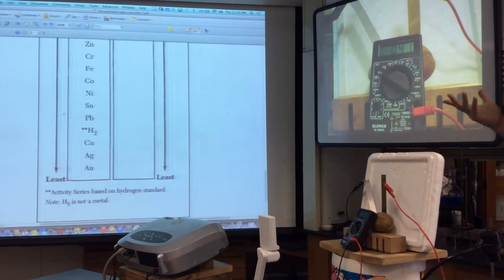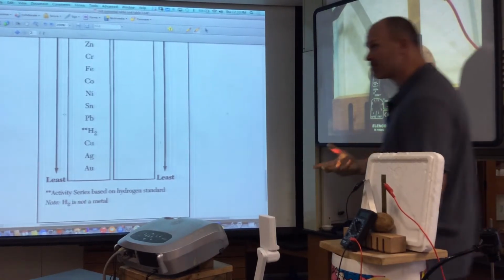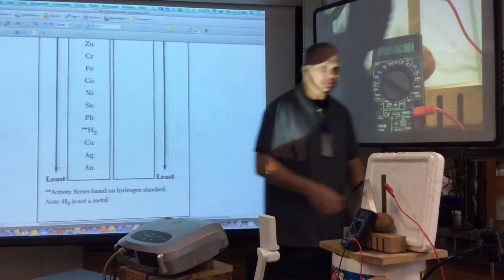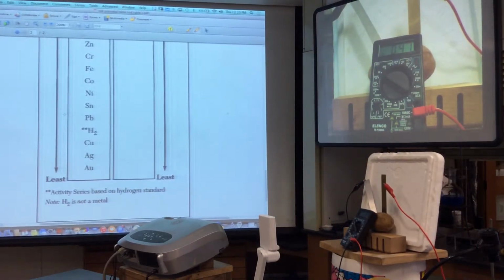So there's a battery. And if I took my potatoes and put them in series, I could maybe run a radio, or a transmitter. Or maybe my mobile phone.